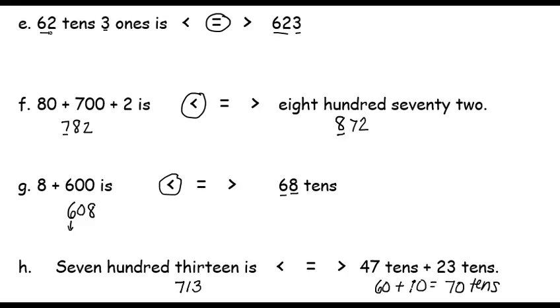Well, I'm comparing 70 tens to 713. 713 has 71 tens. Since 71 tens is more than 70 tens, my first number is greater. That means 713 is greater than 47 tens plus 23 tens.